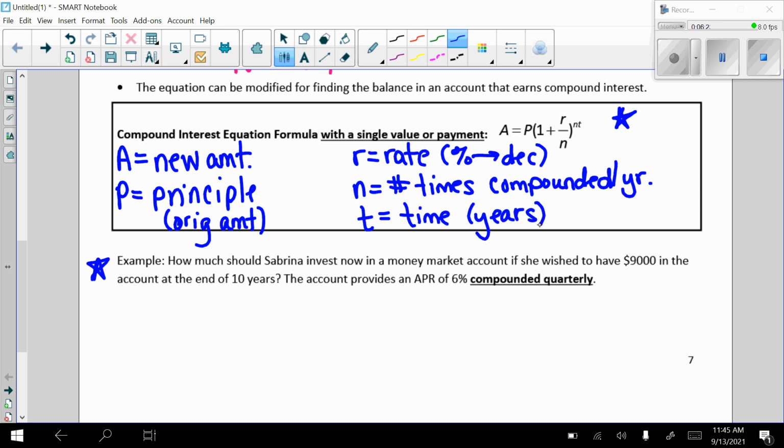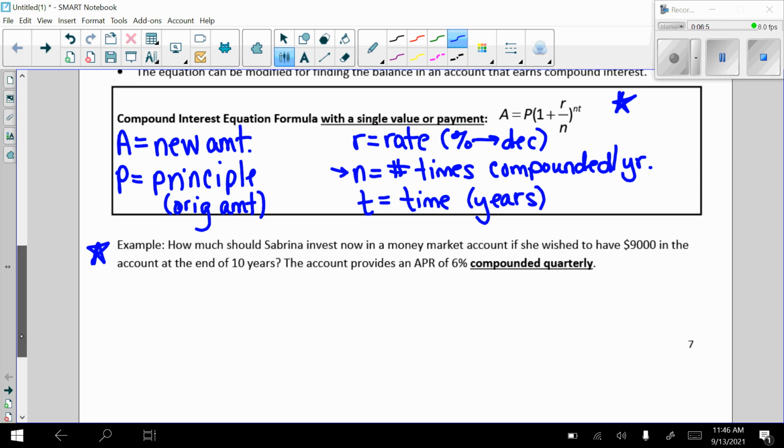Sometimes banks will give you interest every month, so the N value for that particular scenario would be 12. Sometimes banks will give it to you quarterly, meaning 4 times a year, so N in that case would be 4. Sometimes they'll give it every 6 months, so N would be 2. So that N value just represents how many times you're getting paid interest by whatever account you have.